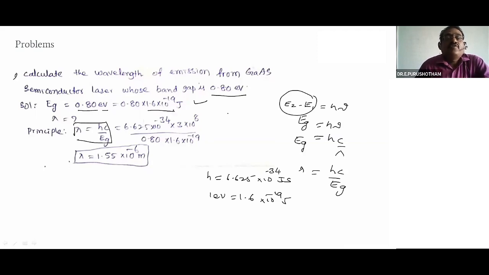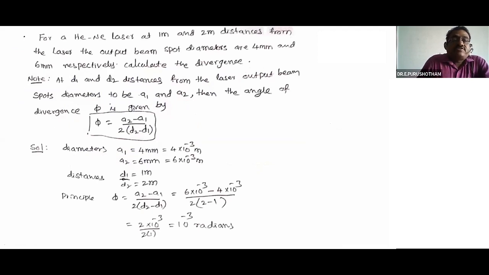Substituting as it is, we get in joule. So calculate the wavelength. h as the substitution. c, light velocity, 3 into 10 to the power 8 meter per second. So light velocity by Eg as the substitution. So we get this is 1.55 into 10 to the power minus 6 meters. Second problem and also last problem in laser.